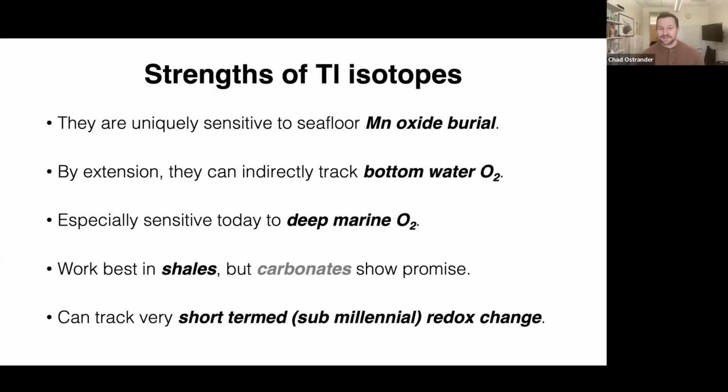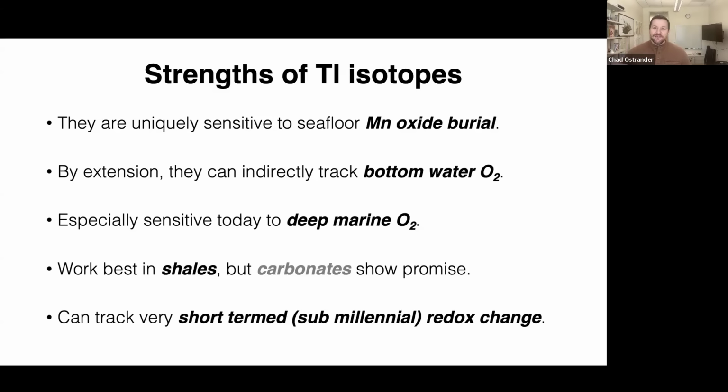But if you learn nothing else from this talk other than these bullets, then that's okay. Thallium isotope and sediments. And because it's tied to manganese oxide burial on the seafloor, it is a really unique tool for indirectly tracking bottom water oxygen. So it's not that thallium isotopes are directly sensitive to oxygen. They're sensitive to manganese oxides, and it's the oxides that are sensitive to oxygen.